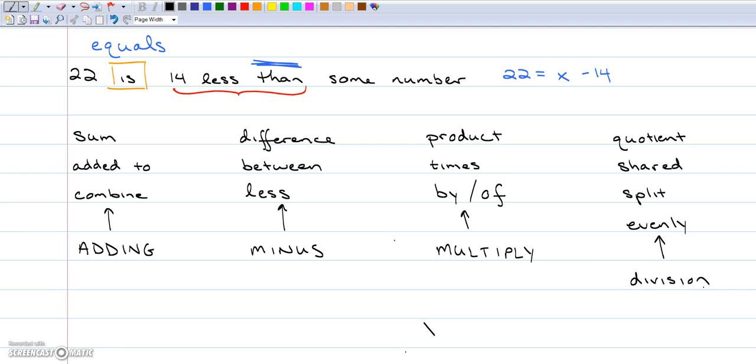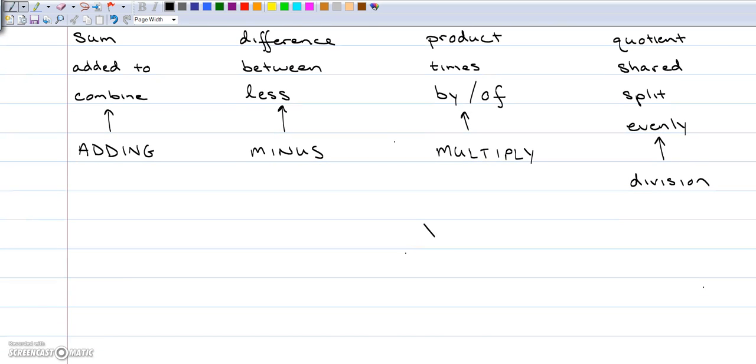So what I want you to start to notice is that these words can be used more than once in a problem. You can have any type of combination, but no matter what, you are trying to uncover what the full story is telling you. Let's try another one.